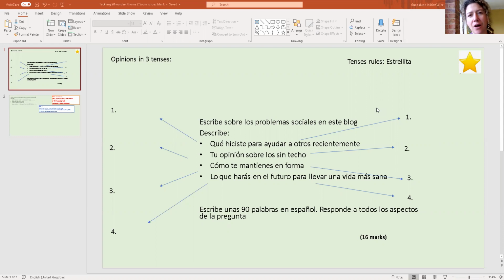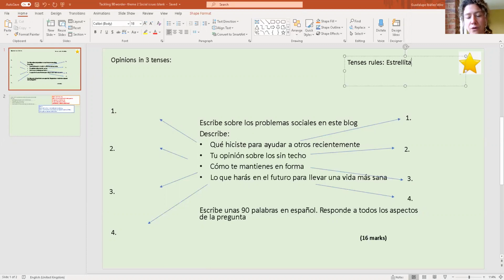Today we are covering theme 2, which is social issues, and also it has a bit of healthy living. I will be going through the planning and the writing of it, and hopefully you will find it very useful. So let's get started. As you know, this applies to foundation and higher, so it will be very useful for all of you. So the first thing that we are going to do is starting with our tenses.